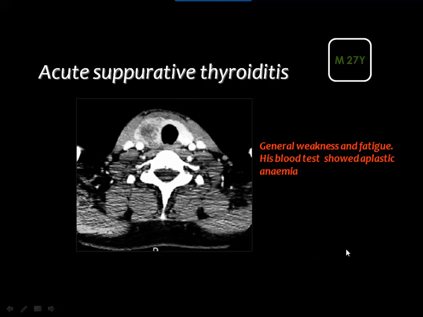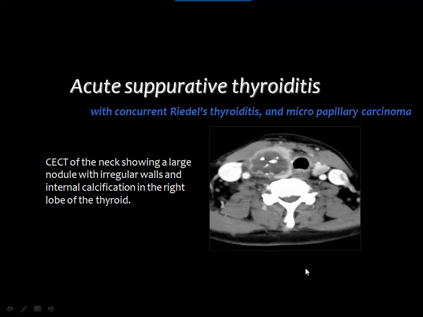But if you have some clinical data and you examine the patient and you find some signs of inflammation, then you may suspect this, and you put a needle to have an aspiration sample for analysis, and then you will reach the diagnosis. As I have mentioned, many of the thyroid lesions may be superimposed.